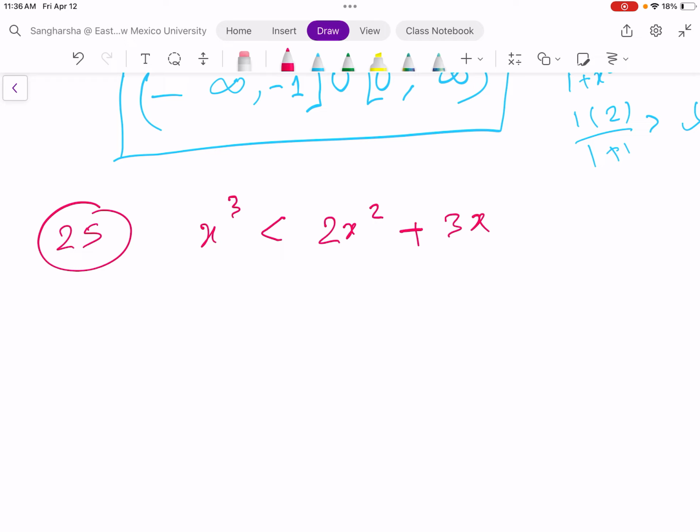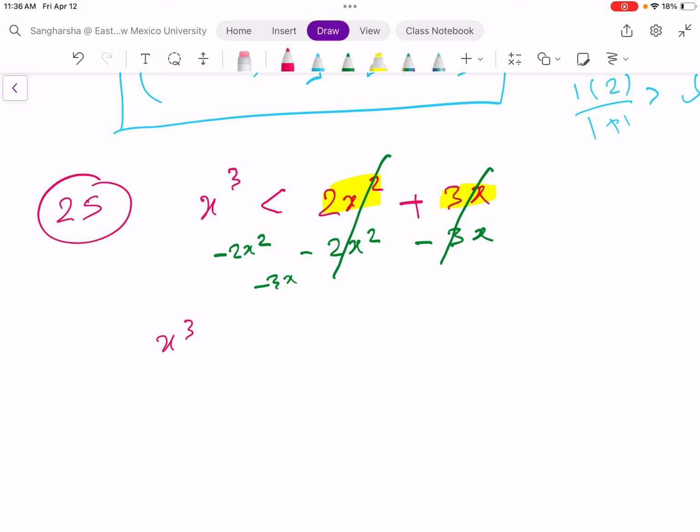First step, making 0 on the right side. Now how do we make 0 on the right side? We have to get rid of this positive 2x squared and positive 3x, right? So we subtract these on both sides. We subtract 2x squared on both sides, and subtract 3x on both sides. Okay, we make 0 on the right side. So this cancels on the right side. On the left side we have x cubed minus 2x squared minus 3x less than 0.